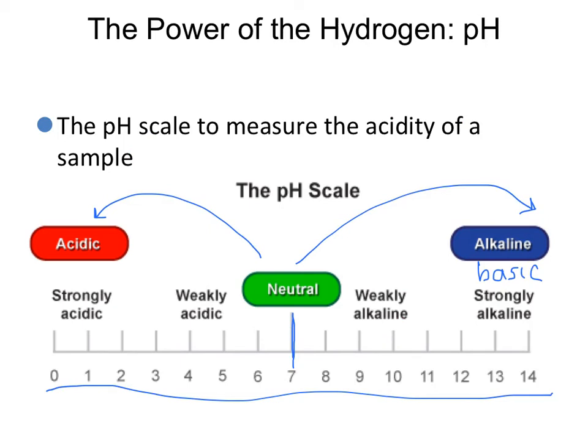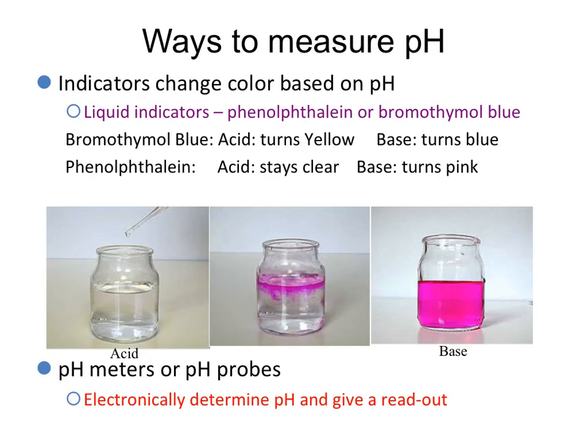The closer you get to the ends of this number line, the stronger the acid or the base becomes. So a pH of 2 is going to be stronger than a pH of 6. A pH of 13 is going to be stronger than a pH of 11. There are many ways to measure the acidity of a solution. pH happens to be one of them, and we have many indicators that can help us determine that as well.